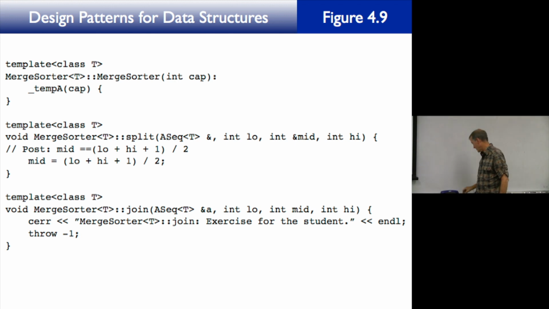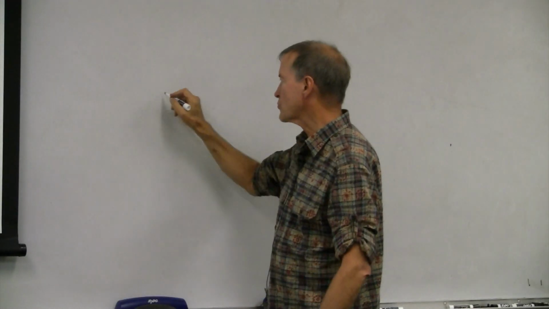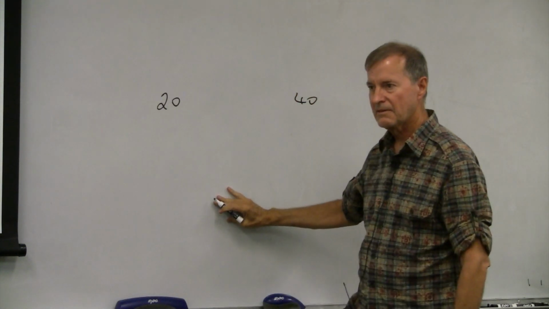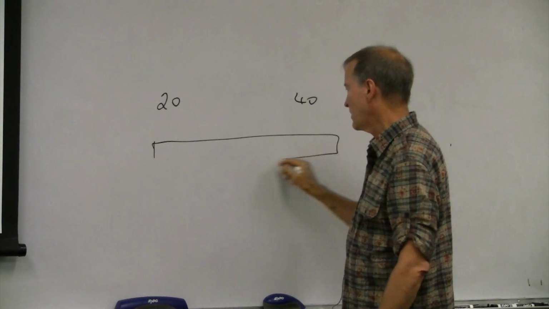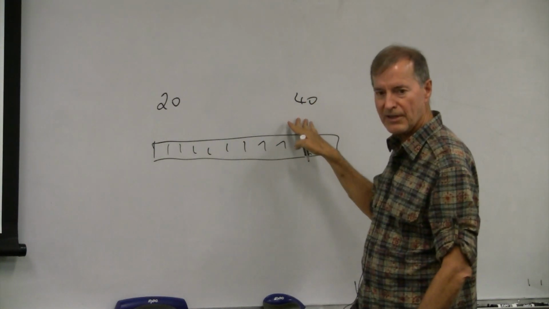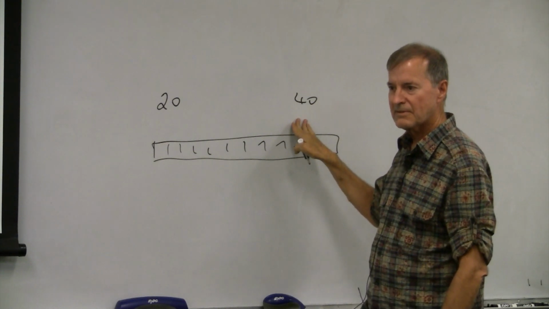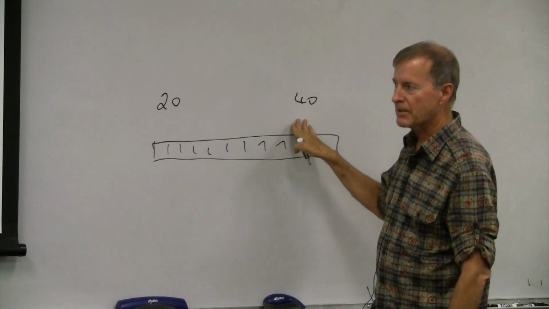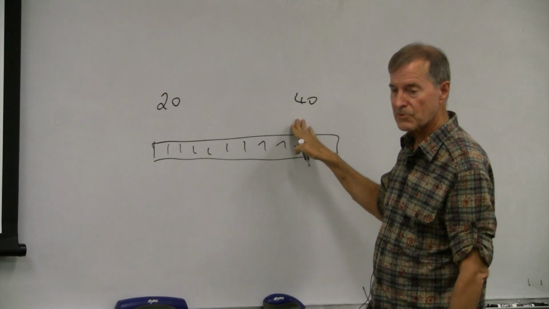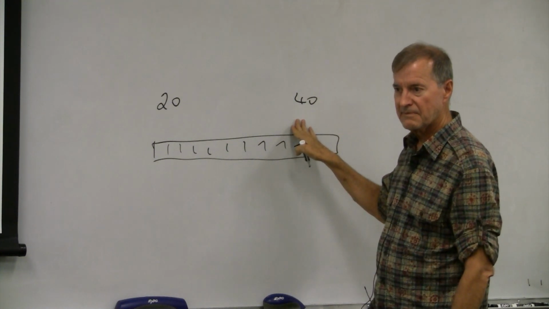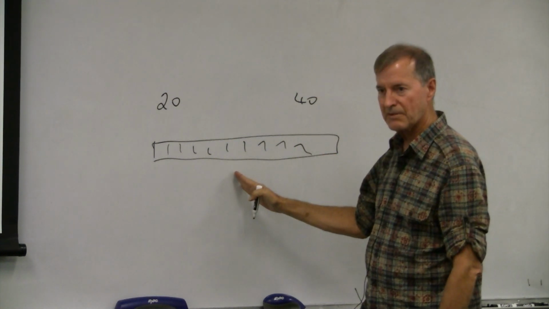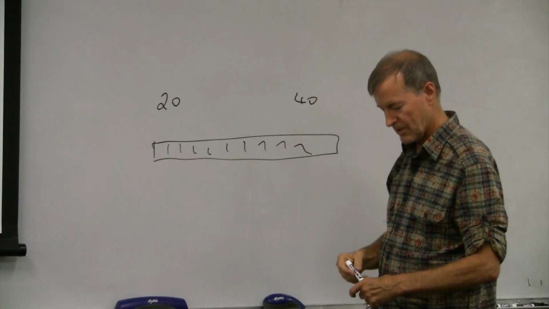So does everybody see what we're saying? If you're sorting between 20 and 40, so if you have an array and it's between 20 and 40, then 20 plus 40 is 60. 60 plus 1 is 61. 61 divided by 2, with integer division, is 30. And so 30 is the midpoint. So that's all it is.